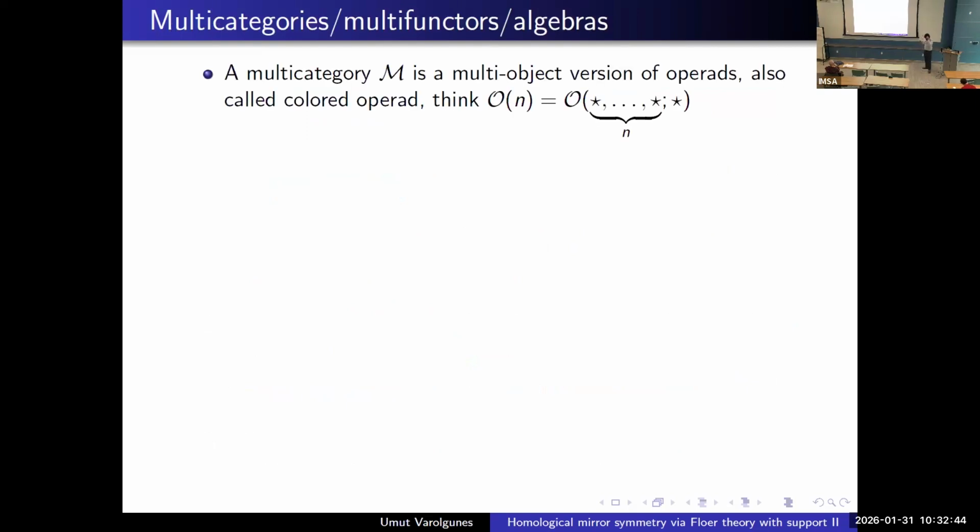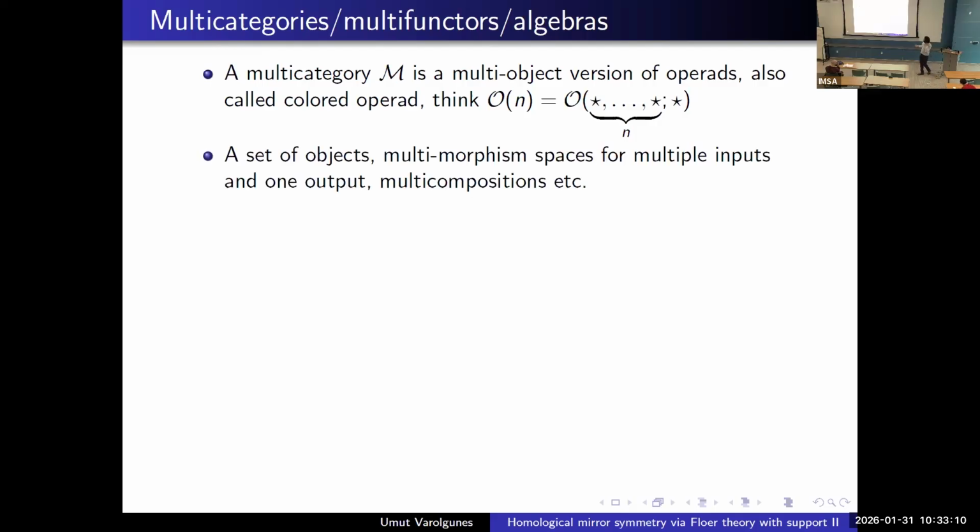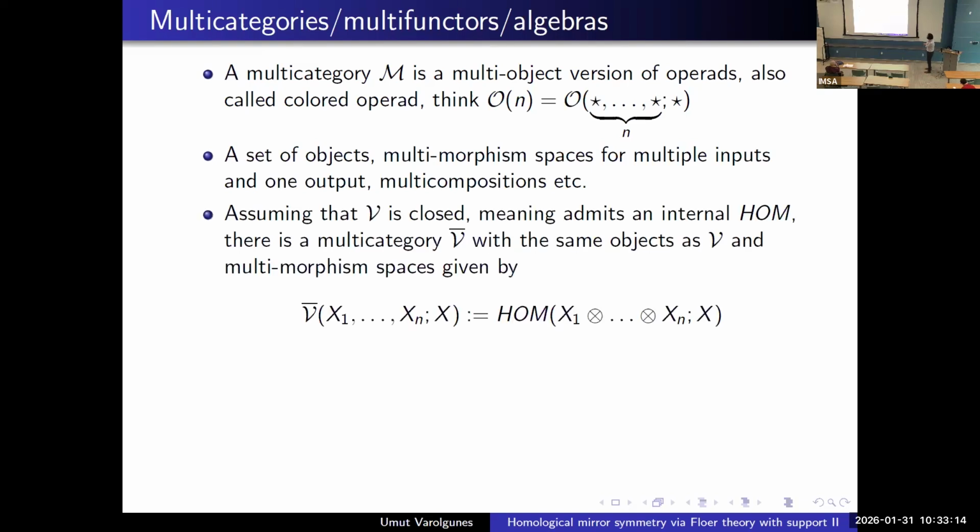Okay, so I will also need to use a multi-object version, a colored version of operads. An operad you should think of as a multi-category with one object. If you have many objects, then you have multi-morphisms, which can have one input, two inputs, three inputs, and so on, but always one output. And for this, I need a set of objects.